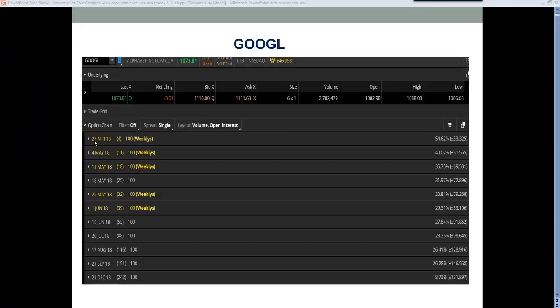Now, here's Google, and this was yesterday going into the close. It was trading at 1073, with 4 days to expiration. The implied volatility was 54.62%. Normal implied volatility on Google, you can see, is around, we'll call it 30%. So that was giving an expected move of $53 potentially up or $53 down for the balance of this week, for the next 4 days.